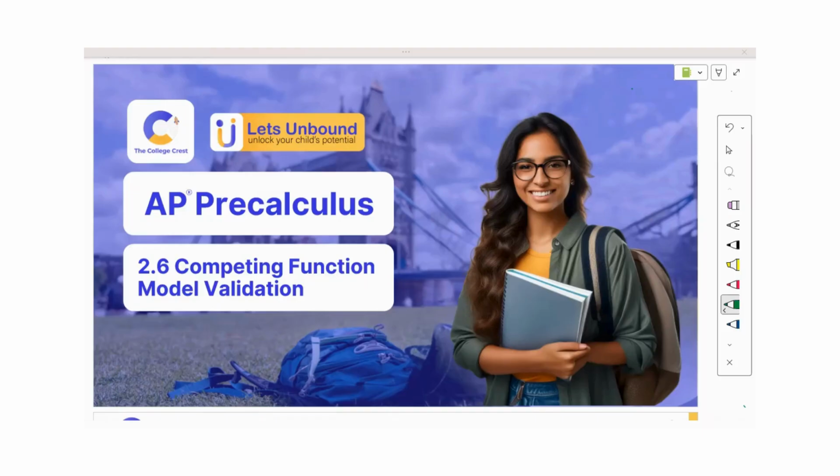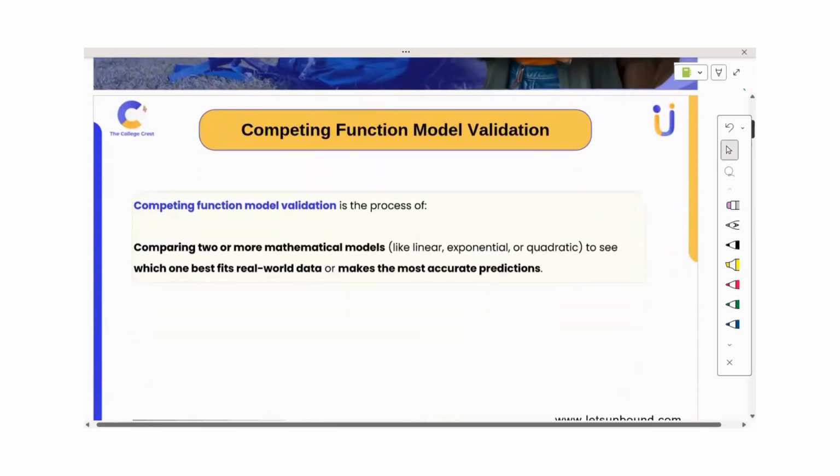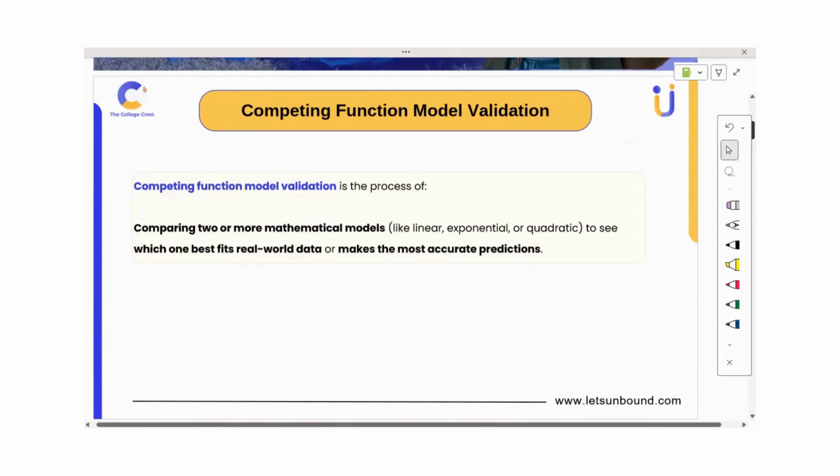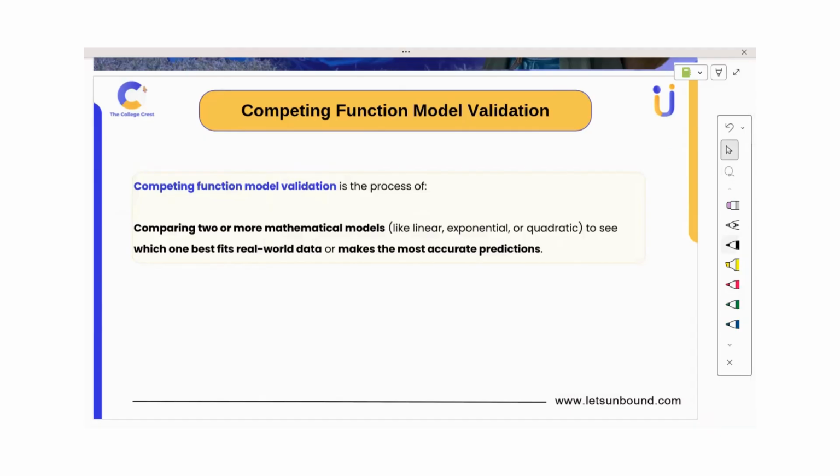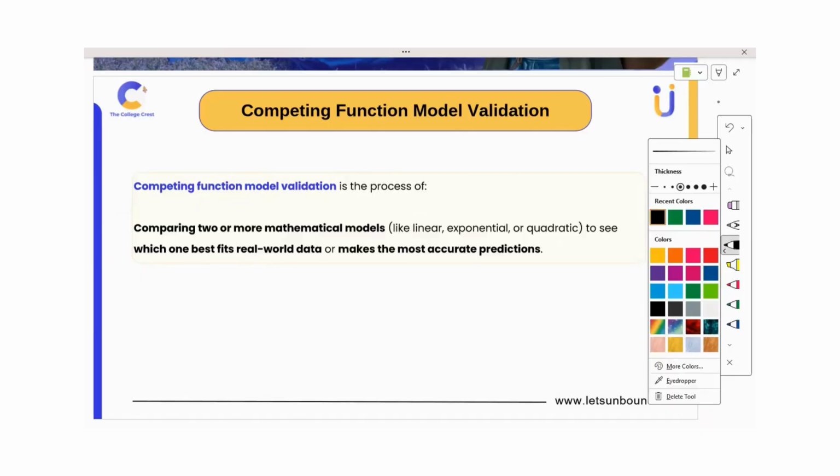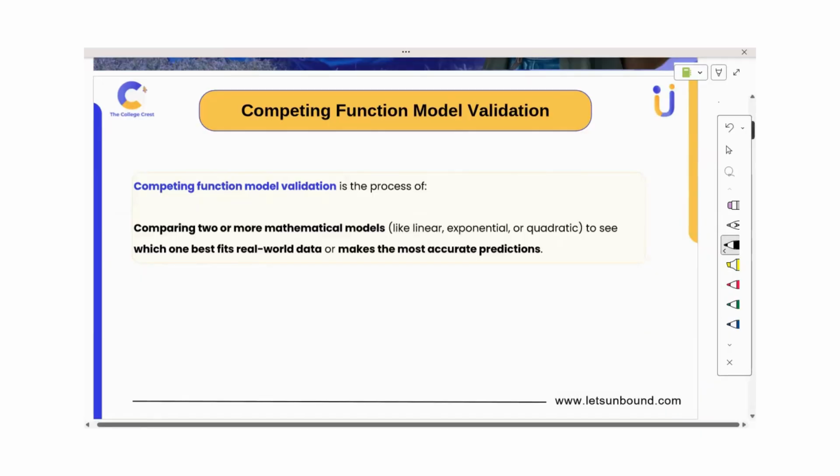So what is this competing function model validation? Whenever we come across a real life situation in mathematical modeling, many things will come: linear, exponential, quadratic, polynomial modeling, and we will compare which will best fit the real world data, because real world data will not be perfectly aligned with one function. So we will decide and test which is the best, and we have to validate it, right? That is the essence of this topic.